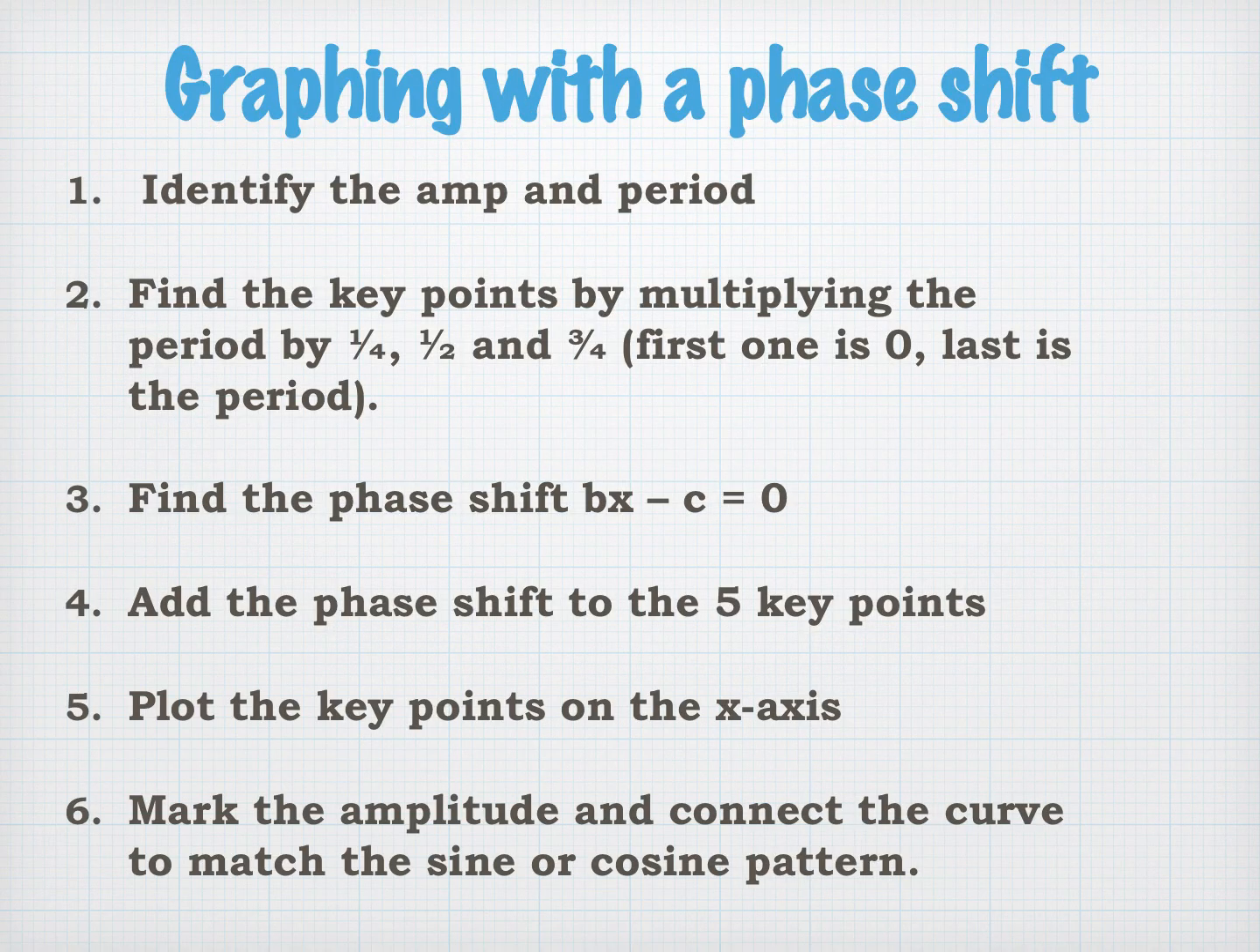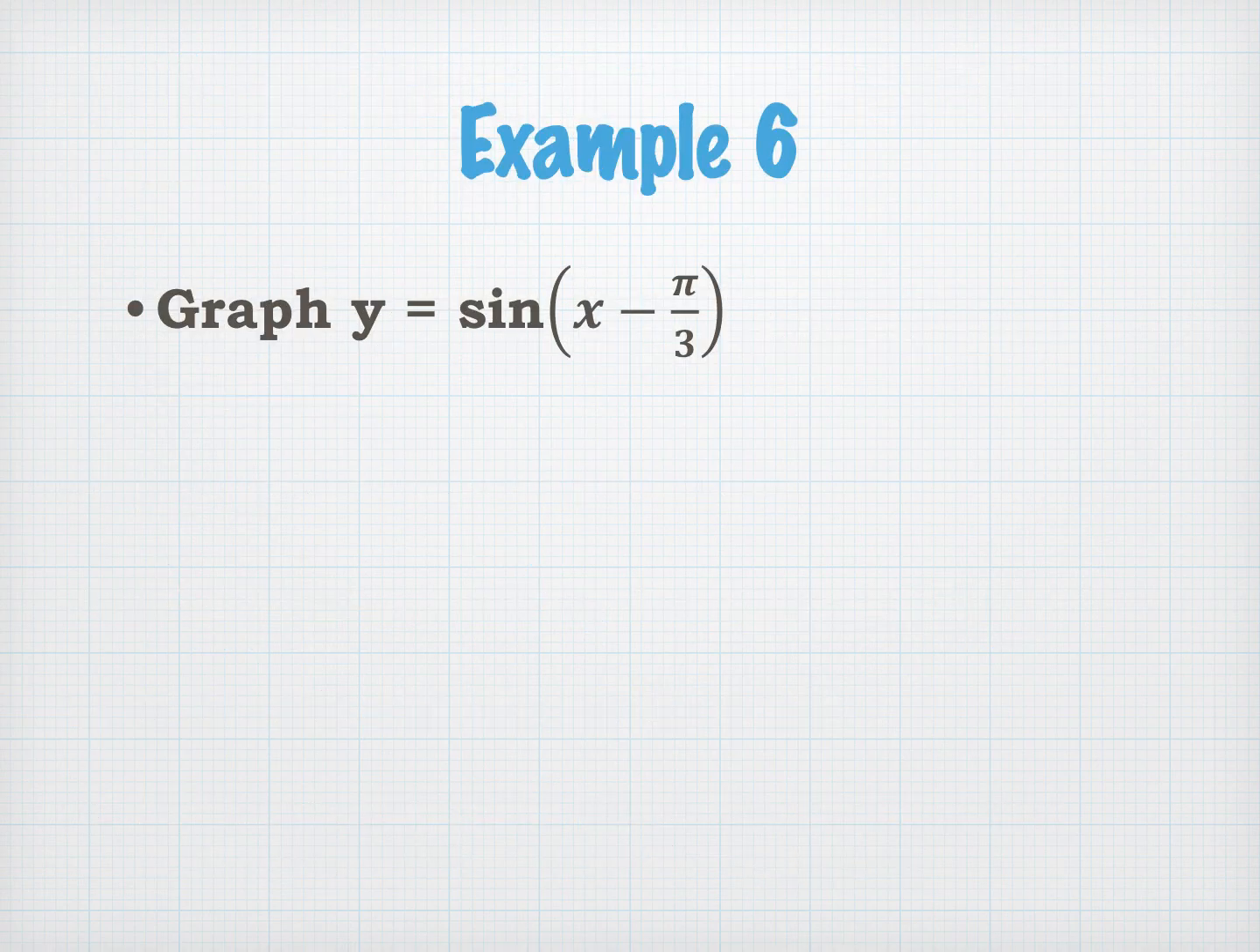So to graph with a phase shift, it's going to be the exact same way as we did before. The only thing is that once you find your 5 key points, you're going to add the phase shift to that. All right. And I'll show you what that's going to look like. So if I have something like this, right, let's find our key information. We have an amplitude of 1, a period of 2 pi over b. There's nothing in front of the x, so it's 2 pi over 1, so just 2 pi.